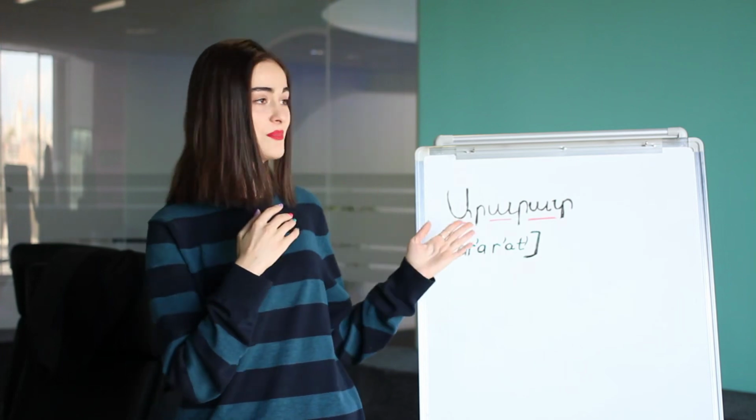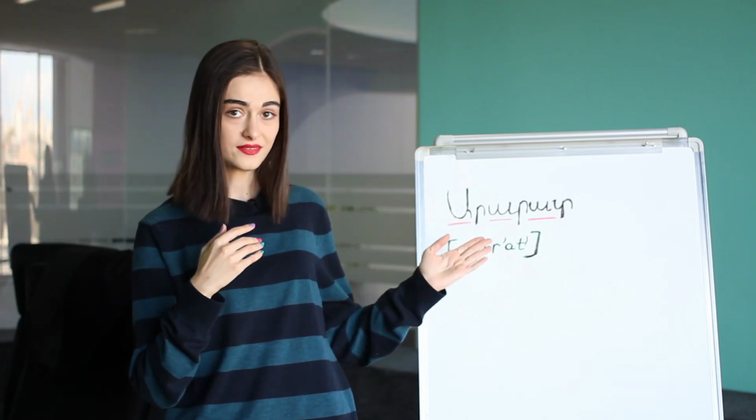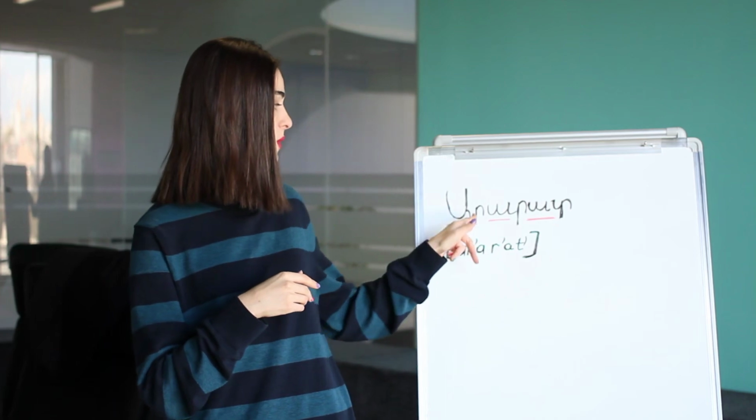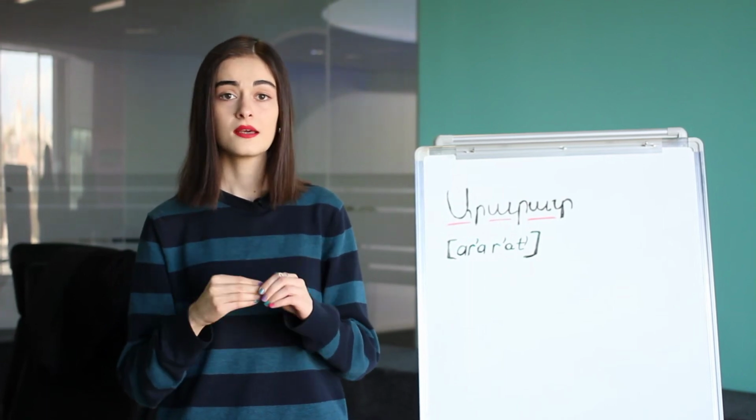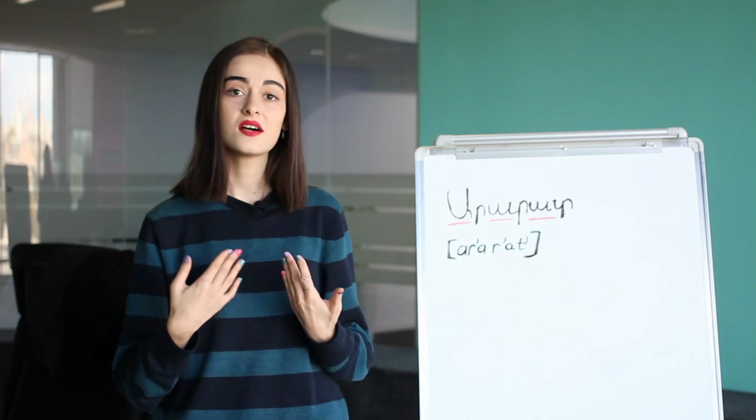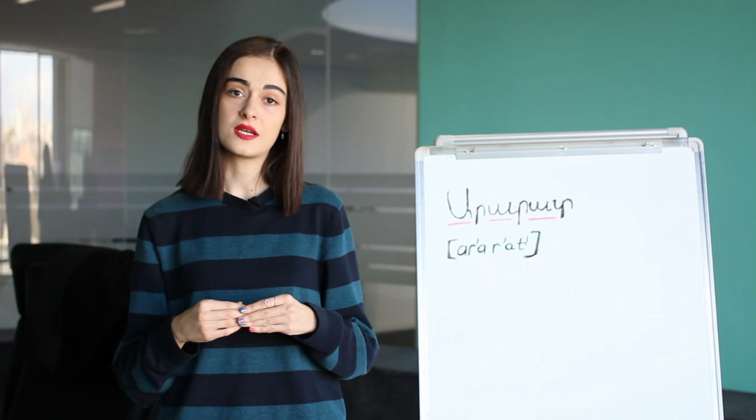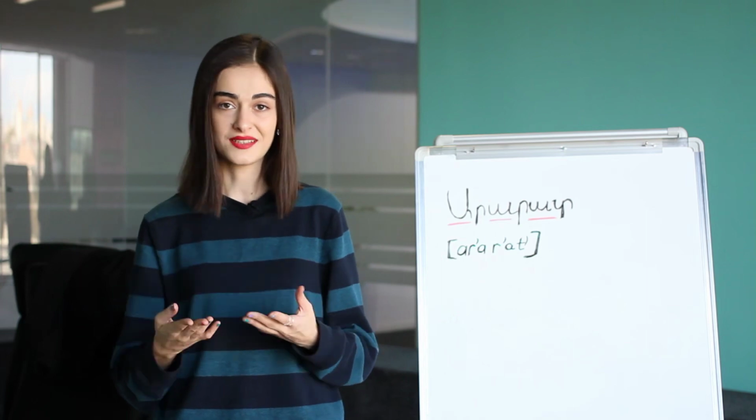Let's look at an example we have here. Ararat. We have got 1, 2, 3 A's in different positions within the word, but in all positions, A sounds like A. Ararat. Ararat. I know that native English speakers have a tendency to change the sounds based on the position, but please avoid doing that. That's not how Armenian sounds like.